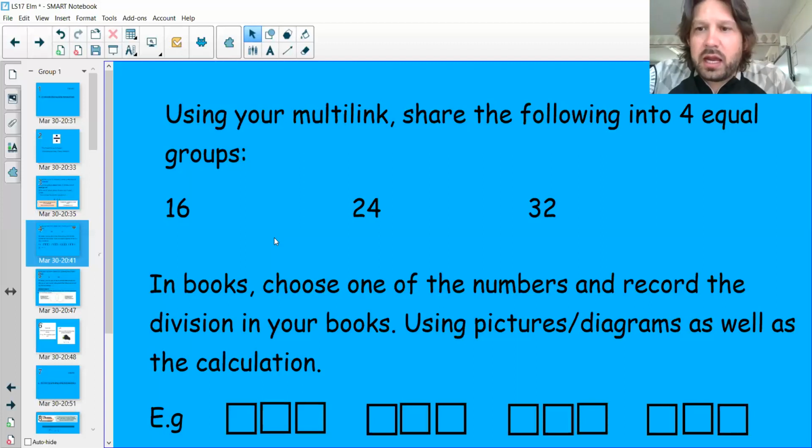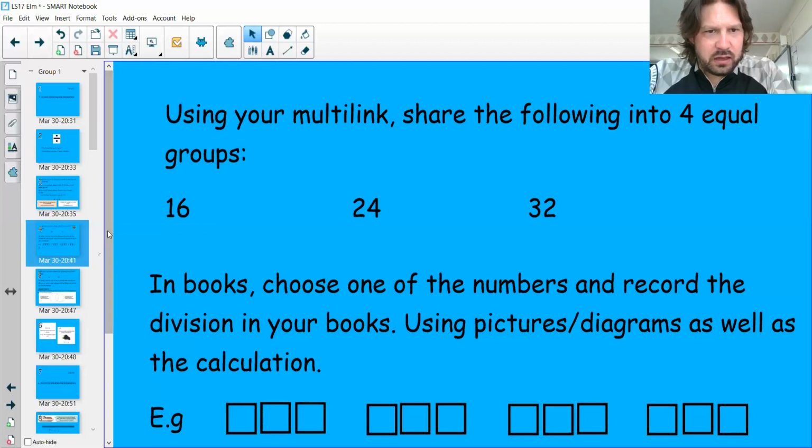And each group, I want you to start off with 16 paper clips or items, and I want you to share them into 4 equal groups. And then in your books or on your paper, choose one of the numbers and record the division in your book using pictures or diagrams as well as the calculation. So you can show exactly what you've done, but you can draw it out with symbols or squares, or you can draw the actual thing you've used, but next to your sum. So 16 divided by 4 equals, and then the answer. Okay.